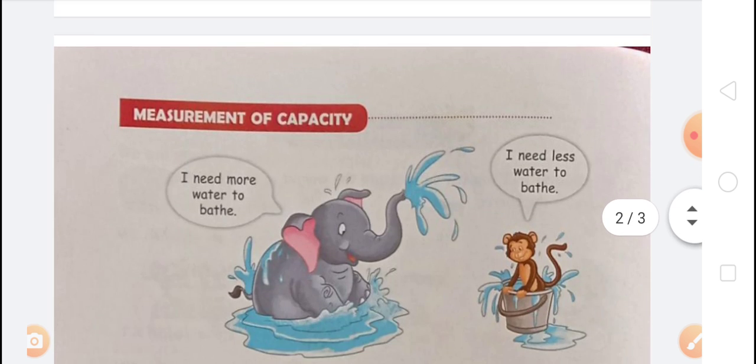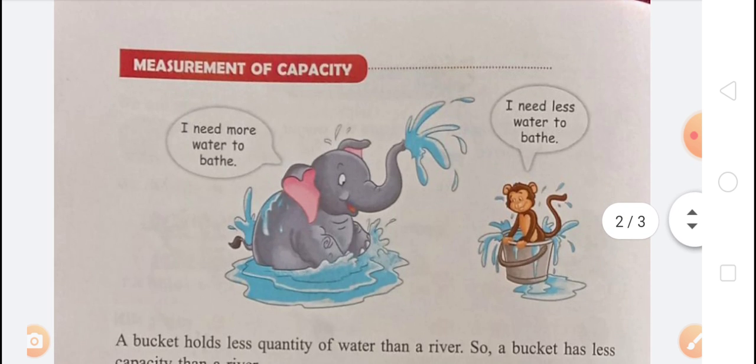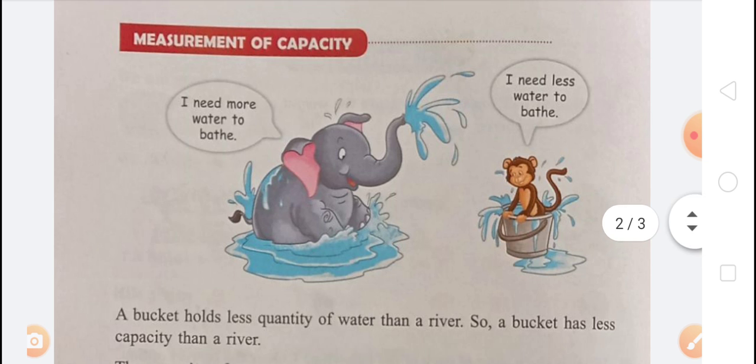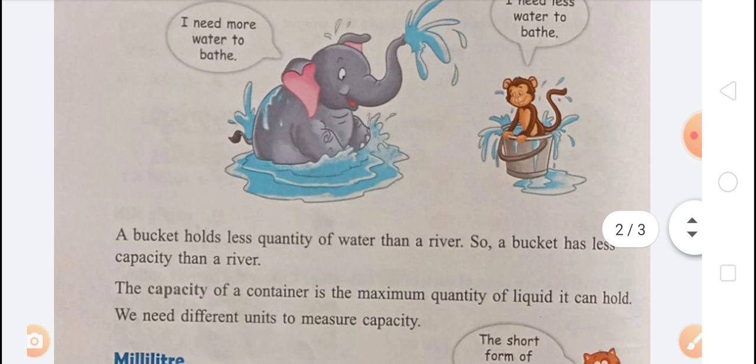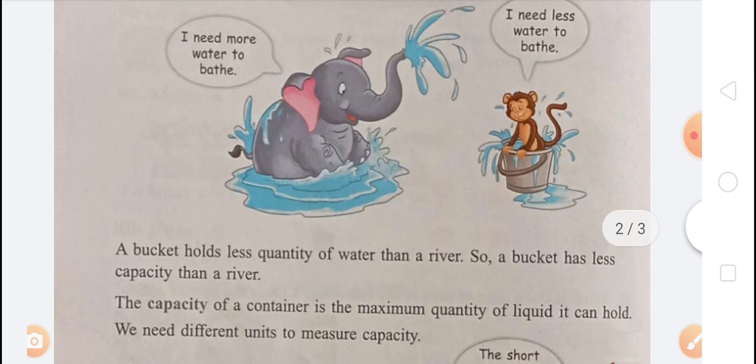Okay. Now next topic, that is measurement of capacity. I need more water to bath. Jumbo said I need more water to bath, and Mambo said I need less water to bath. A bucket holds less quantity of water than a river, so a bucket has less capacity than a river.